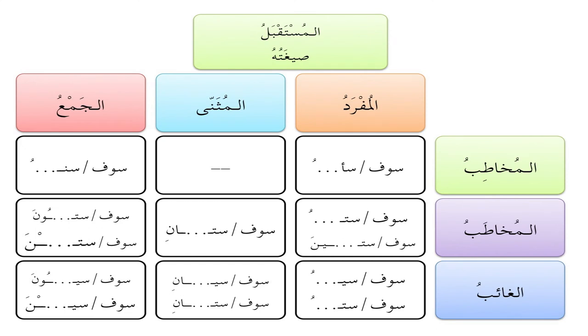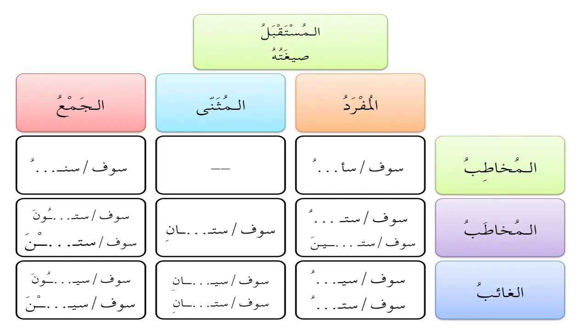والآن صيغة المستقبل. المفرد المثنى والجمع المخاطب المخاطب والغائب. ولاحظوا يا طلابي سوف س and the frame of المضارع المرفوع again for both the near future and the far future. المستقبل القريب والمستقبل البعيد. تعالوا نأخذ فعل كتب ونصرفه.